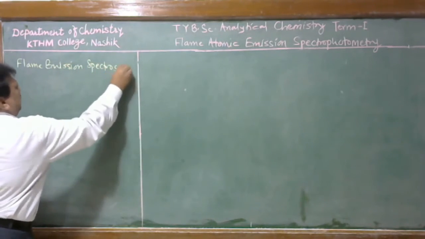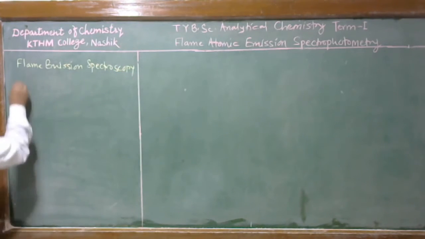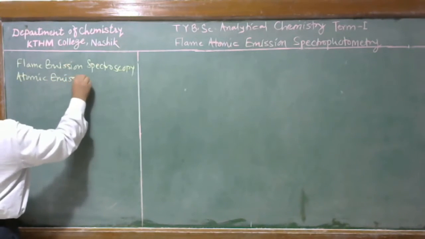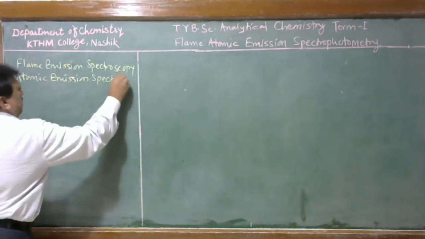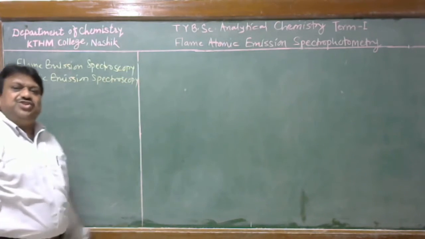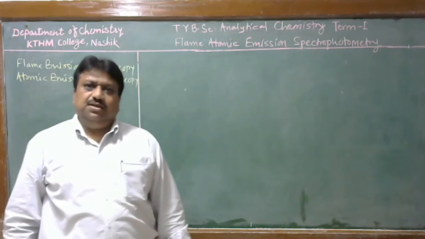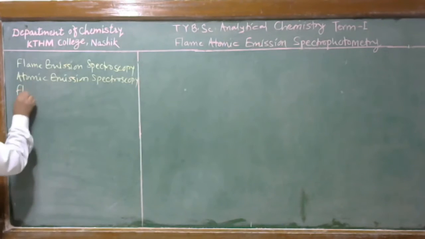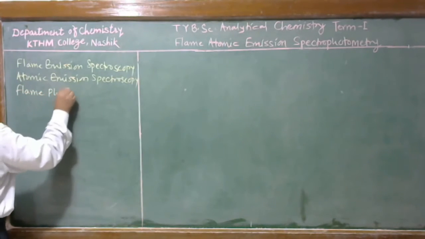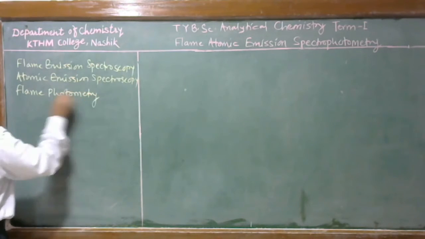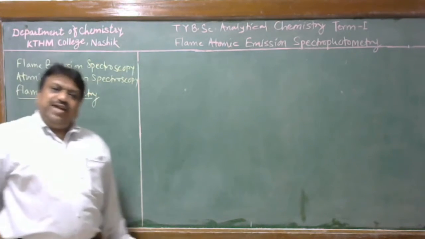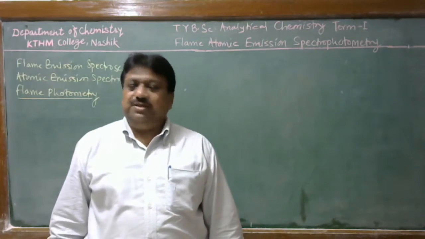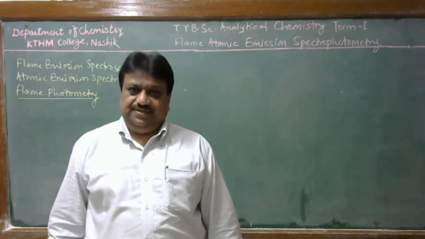Flame emission spectroscopy is also called atomic emission spectroscopy. This technique involves the measurement of radiant power at a specific wavelength, and therefore it is also called flame photometry. Flame atomic emission spectroscopy is a technique of spectroscopy concerned with the measurement of atomic species.